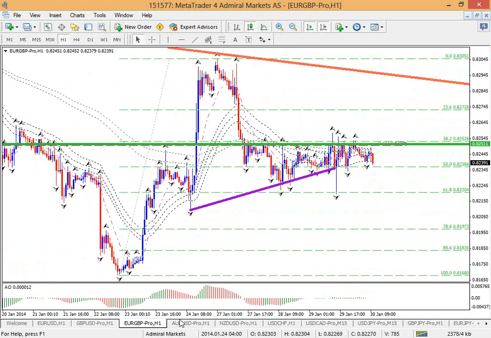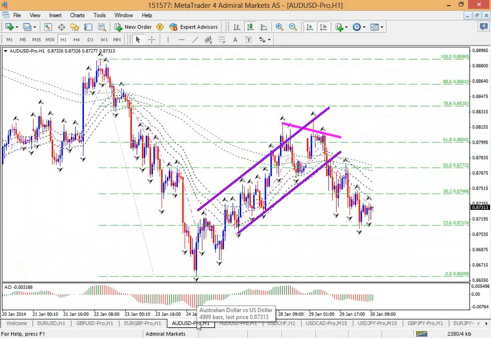Your pound is stuck in nothing, right? It's just going sideways here. Aussie, let's take a look. Aussie not dropping as much as the euro and the pound. That means that the euro AUD and pound AUD are moving down.